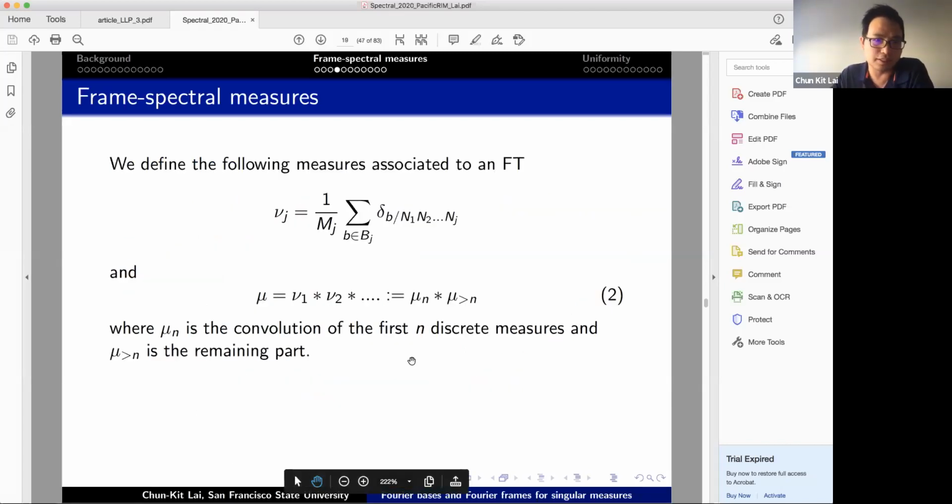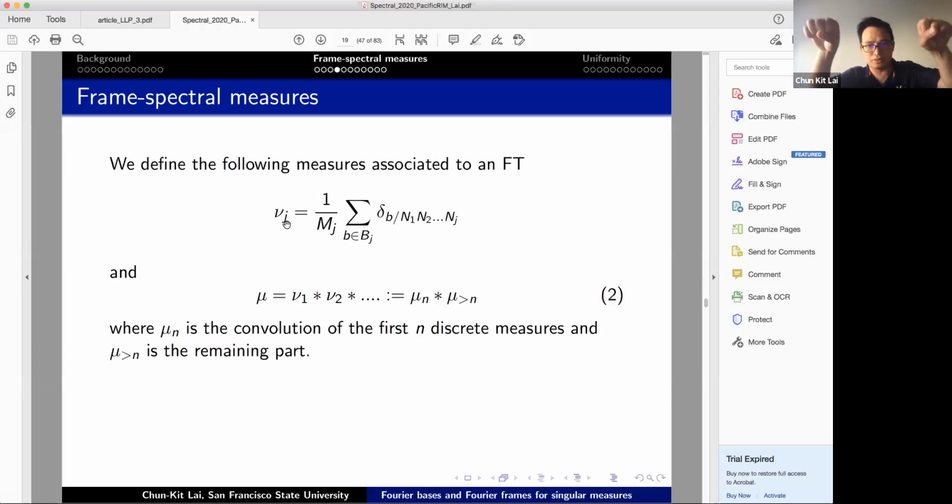So we do it in the same way. Previously it was 0, 0, 2, and then we keep the convolution, do the convolution. Now I do 1 over n1. So the new one is b over n1.